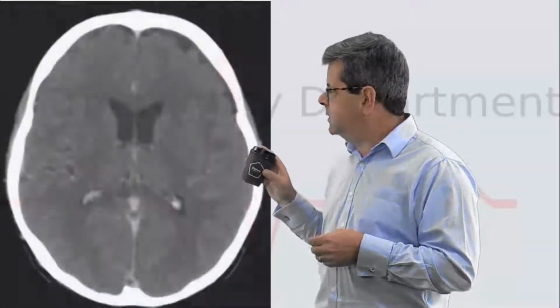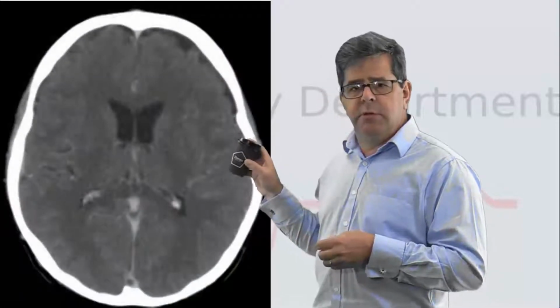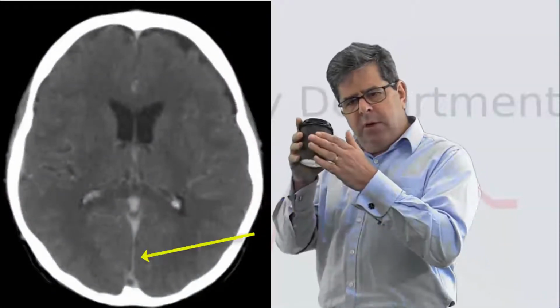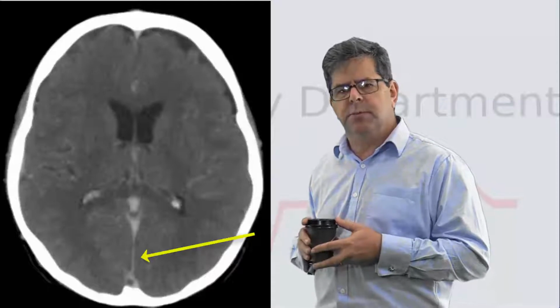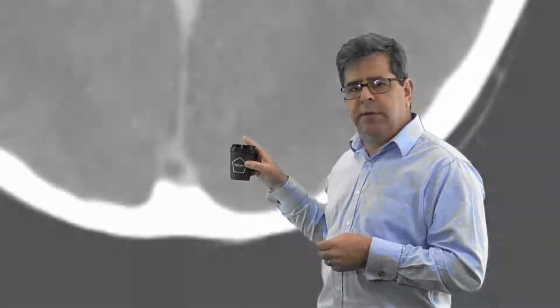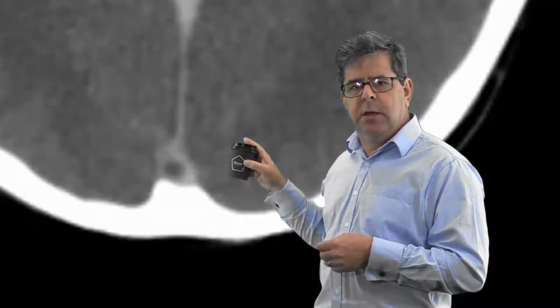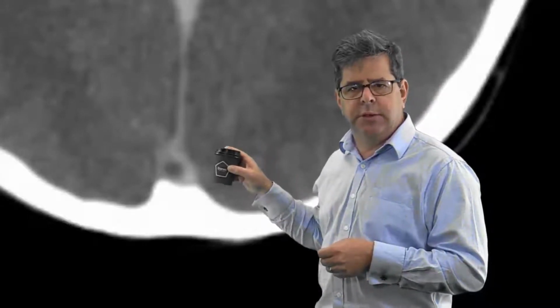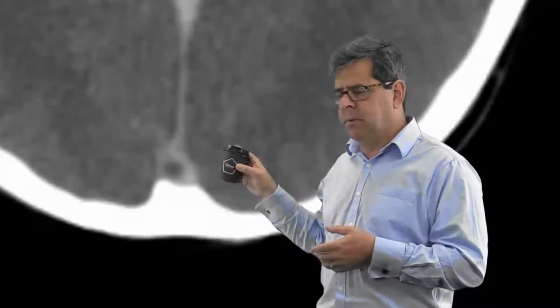This next case, you can see here, they've given intravenous contrast, and that's outlined the thrombus that's in the superior sagittal sinus. And that filling defect looks like what's called an empty delta sign. You might have heard of that, and that's the appearance of it here.